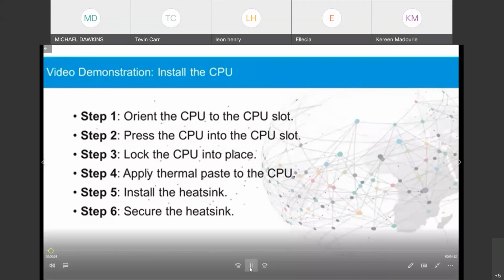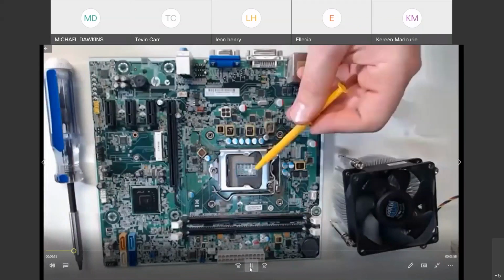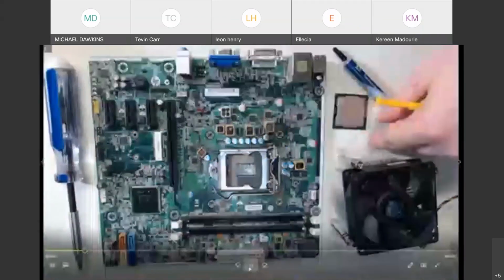We're going to install a CPU, Central Processing Unit, into our motherboard. Here's an exercise that is not only done in the classroom. We're going to take a CPU, like this chip here, and we're going to install it into our motherboard slot. Now, what we must do is orient the CPU. Step 1 is locating pin 1.